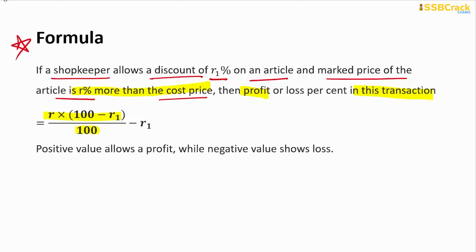That is small r into (100 minus R1) upon (100 minus R1). And we shall take the positive value when there is a profit mentioned. Okay, and we shall take the negative value when it shows the loss. Let's check an example then.